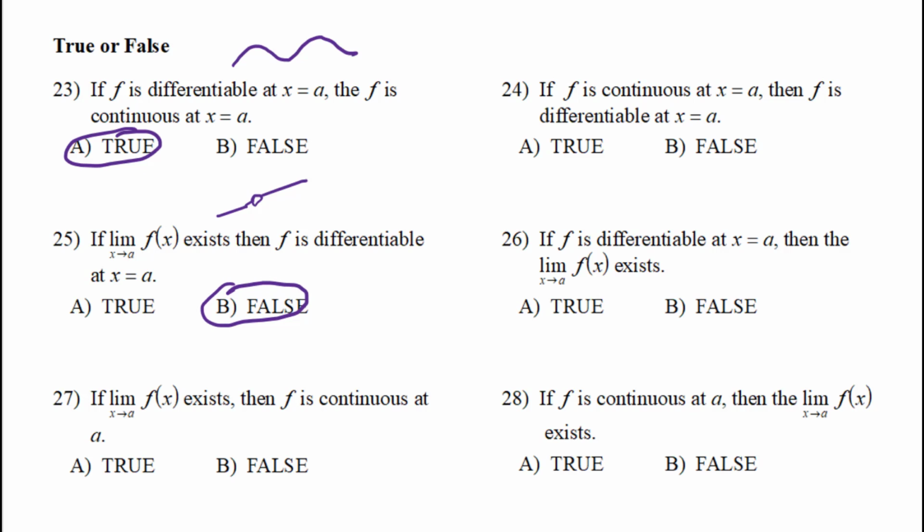And that also goes with 27. If the limit exists, does that show that the function is continuous? Well, using our previous example, we can have the limit exist without it being continuous. So that one would also be false.